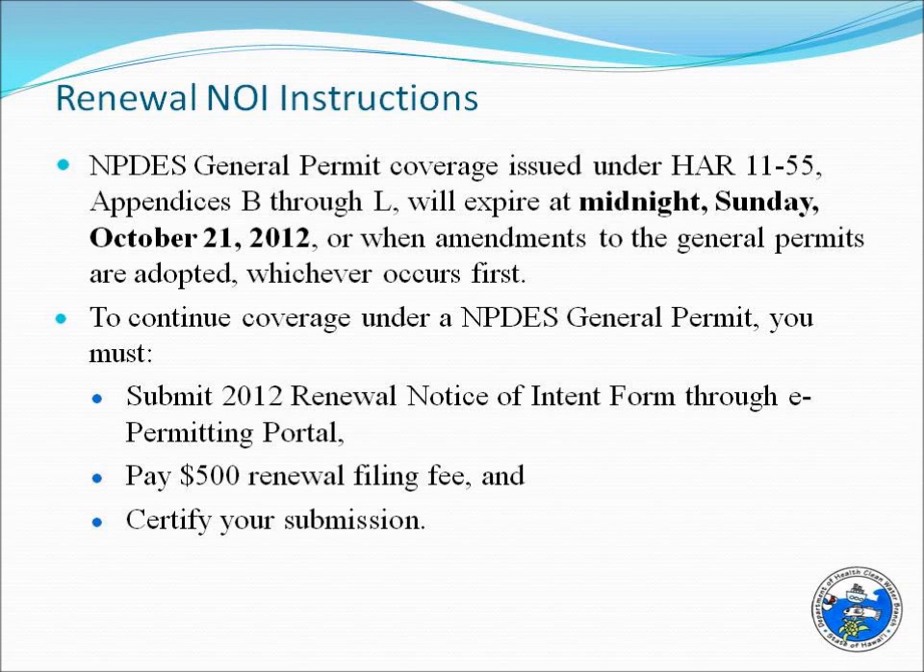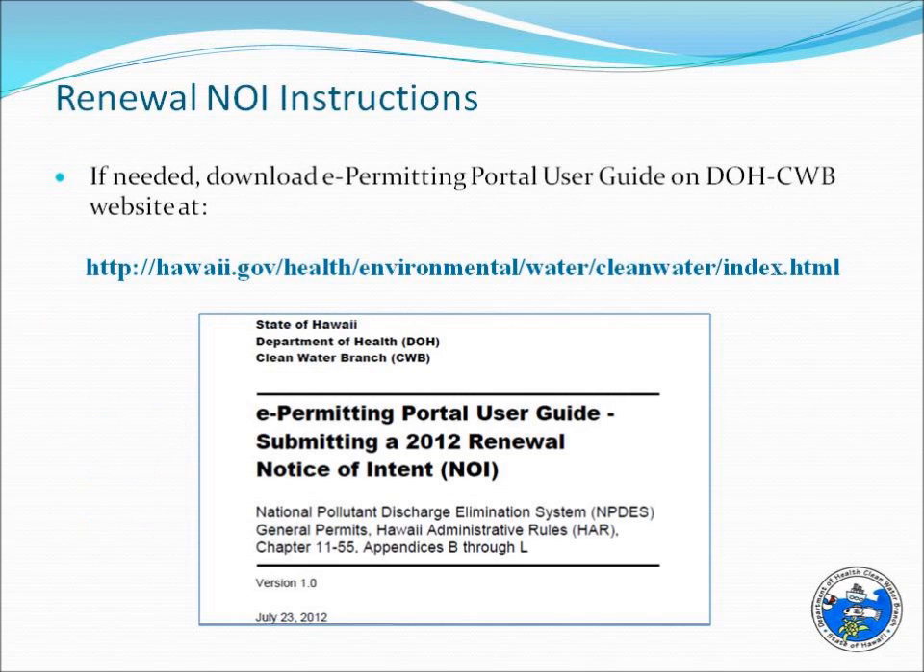NPDES General Permit coverage issued under HAR 11-55 Appendices B through L will expire at midnight Sunday, October 21st, 2012, or when amendments to the general permits are adopted, whichever occurs first. To continue coverage under a NPDES General Permit, you must submit the 2012 Renewal Notice of Intent form through the e-permitting portal, pay the $500 renewal filing fee, and certify your submission. If needed, you may download the e-permitting portal user guide from the Clean Water Branch website. The web address is shown on your screen.